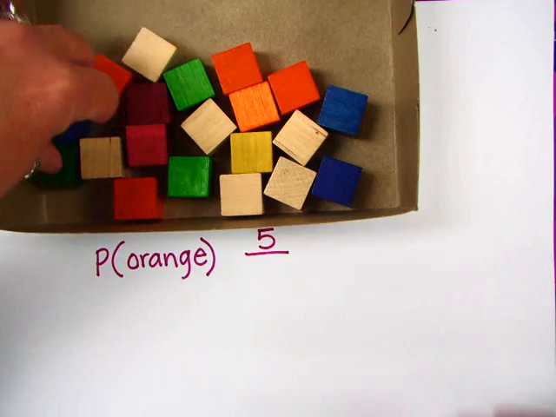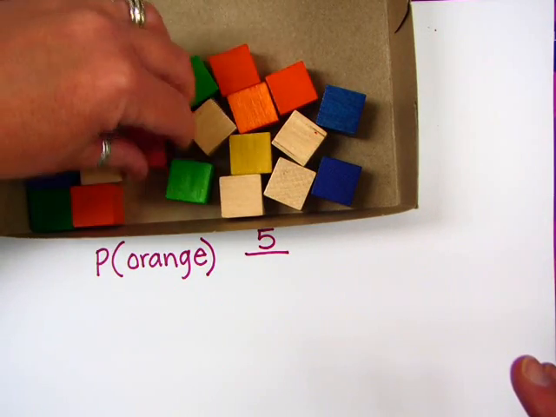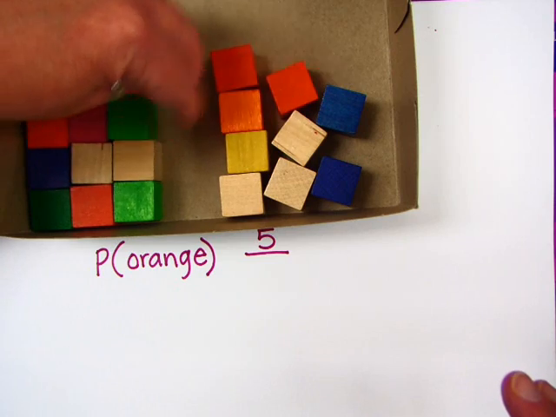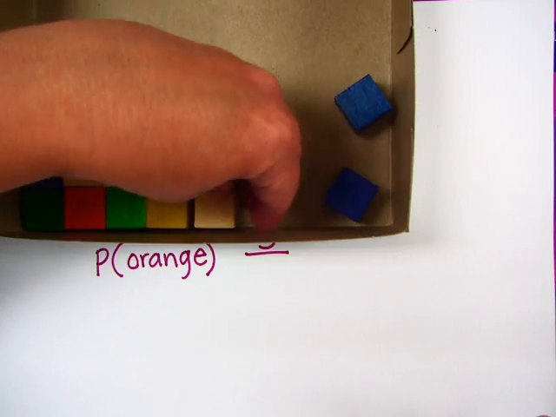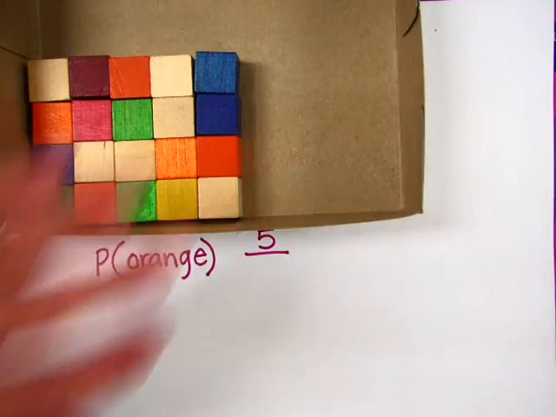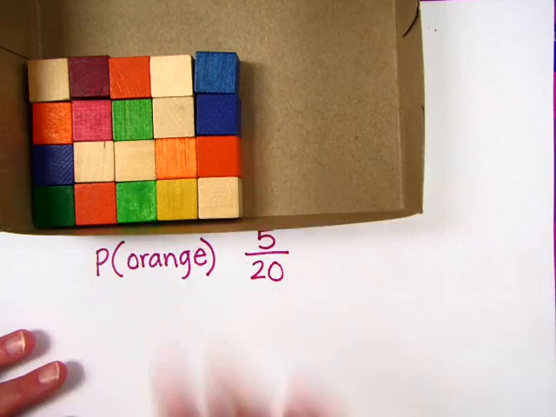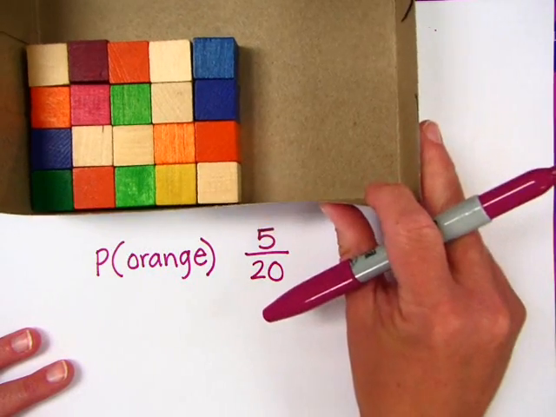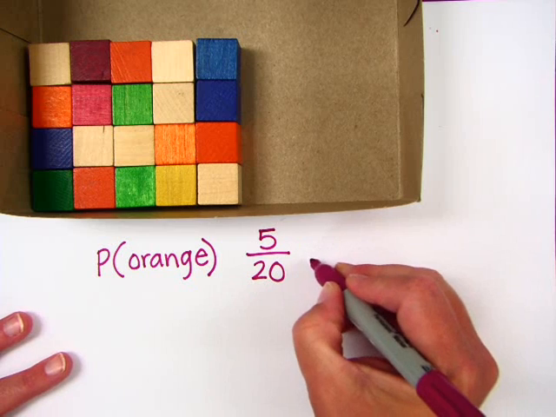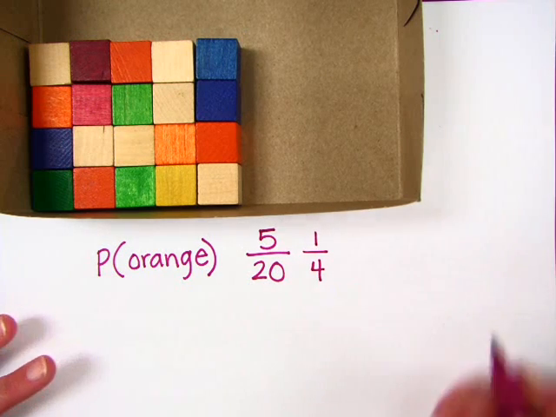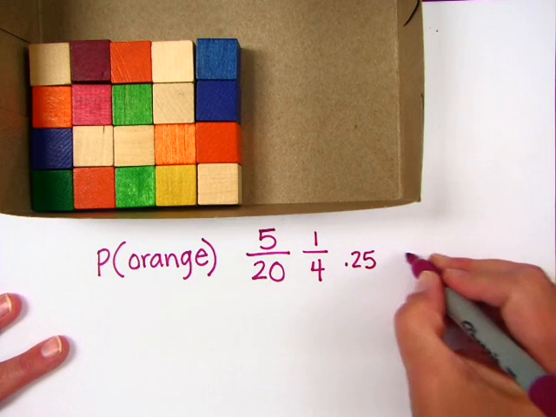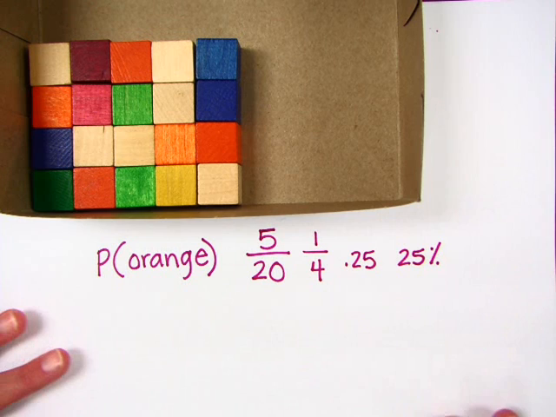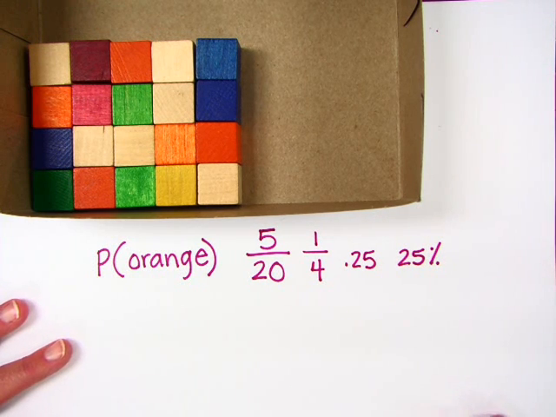And how many total cubes do you have? 2, 4, 6, 8, 10, 12, 14, sorry, I didn't know how many I had in here, 16, 18, and 20. So I did put 20 cubes in the box. So I have 5 chances of actually picking an orange out of 20 chances that I would pick, which of course is the same as they both divide by 5, so it would be a 1 out of 4 chance of picking an orange cube from the group, or decimal .25, or 25% chance of picking an orange cube from the box. Are you following me?